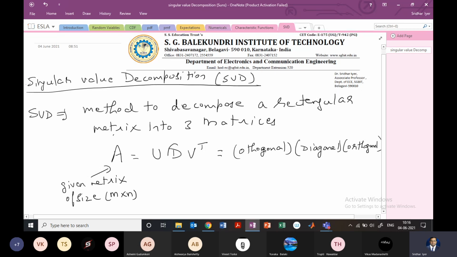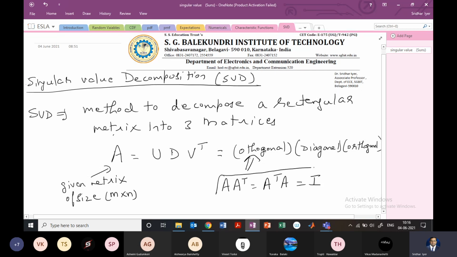Like I was mentioning, in a few books and sources over the internet, this D is also written as sigma. It doesn't mean summation, it just means diagonal. But we'll be using the notation D so it is more clear. So you have U, D, V transpose. So what is this orthogonal matrix? An orthogonal matrix has the property A transpose A, which is I.